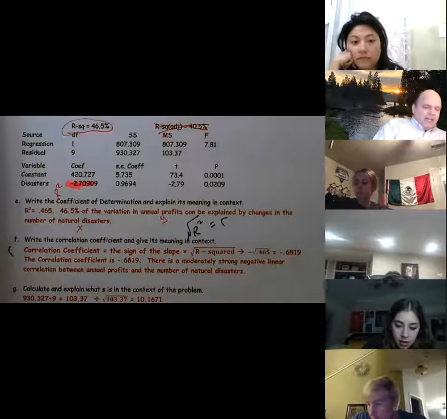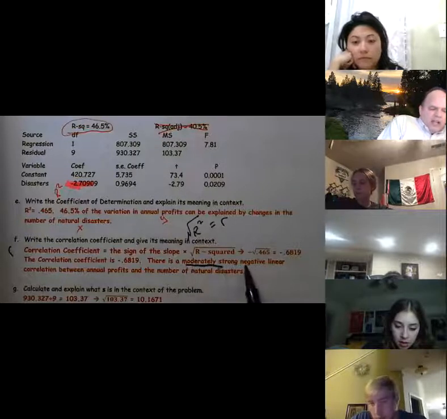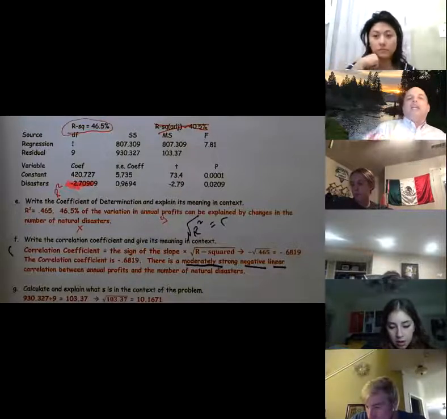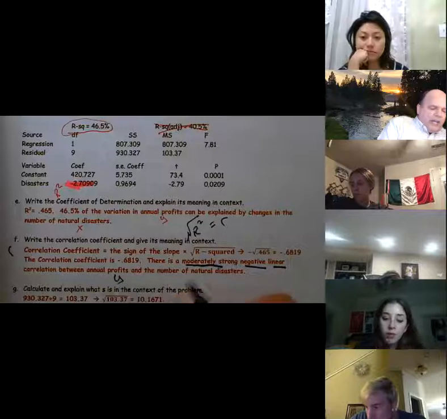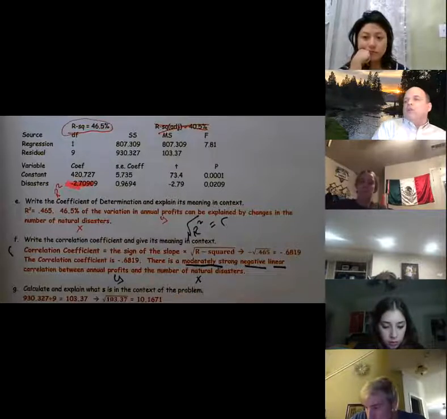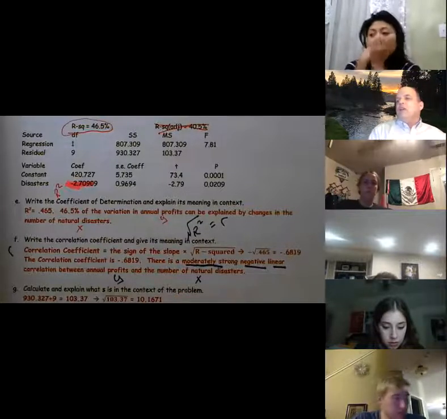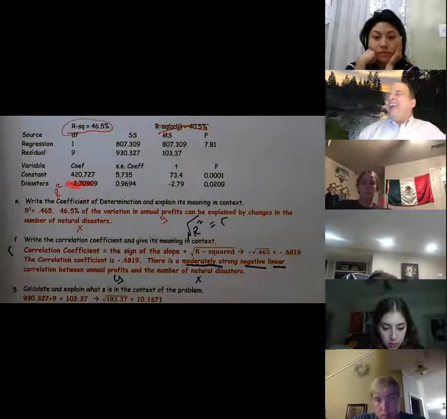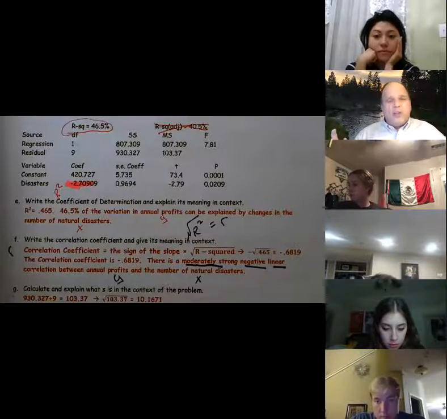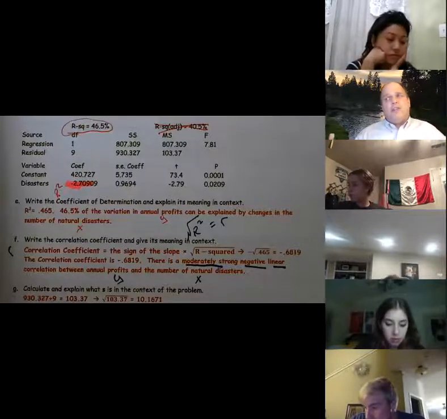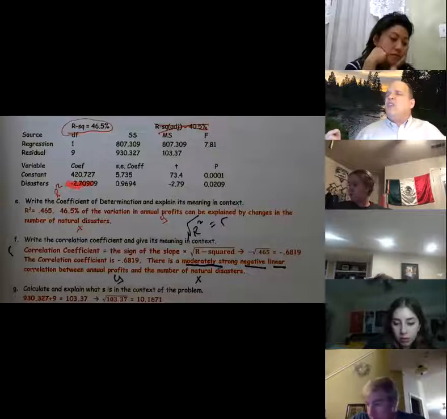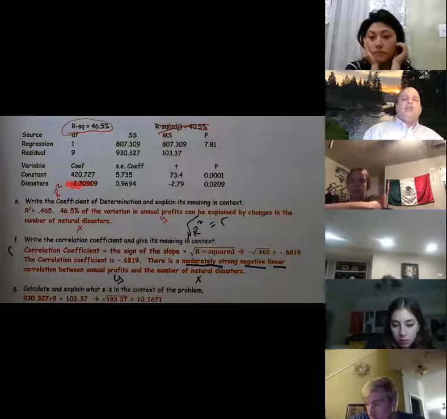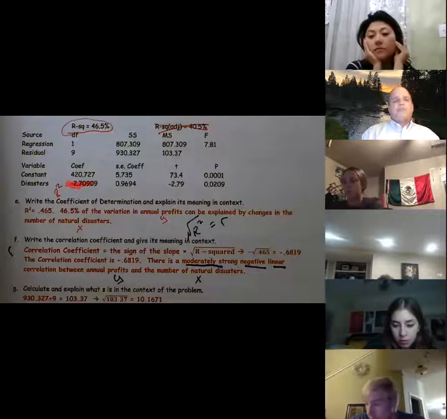Please note, I need moderately, I need negative, I need linear. Between which two things? Between X and Y, or in this case, I wrote Y and X, and it really doesn't matter the order between those two. The main thing is you need to make sure that you're talking about there is a moderately strong negative, so you have to make sure you say the strength of it, the direction of it, whether it's positive or negative. You need to always tell us it's linear, and between what two variables, in this case, profits and natural disasters.